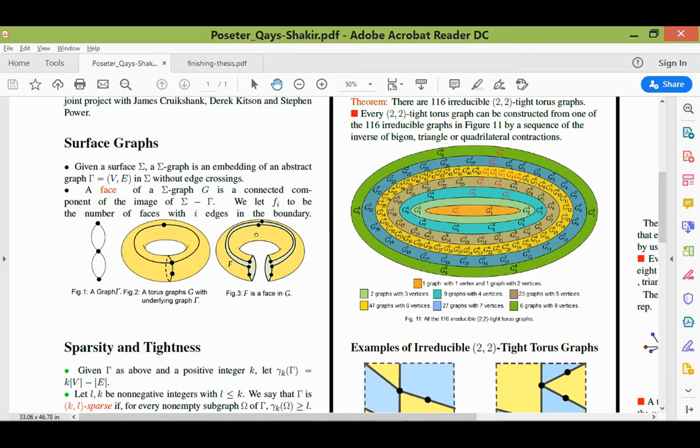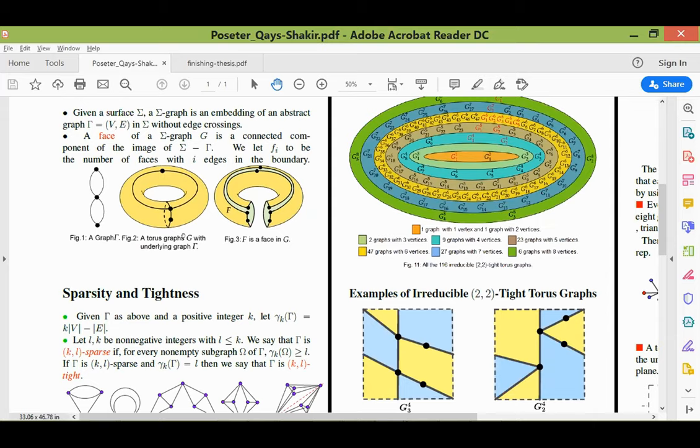So here I have an example of a surface graph, which is a torus graph. In figure one, we have a graph, which is just an abstract graph, maybe I can call it. And in figure two, we embed that graph in the torus. So right now the left-hand side became a torus graph. And as you know, this graph has only one face, and that face is an orthogonal face.